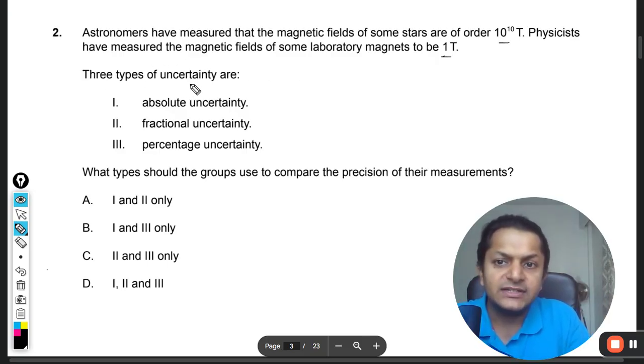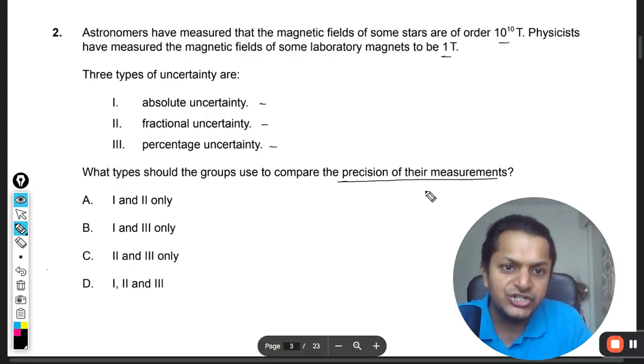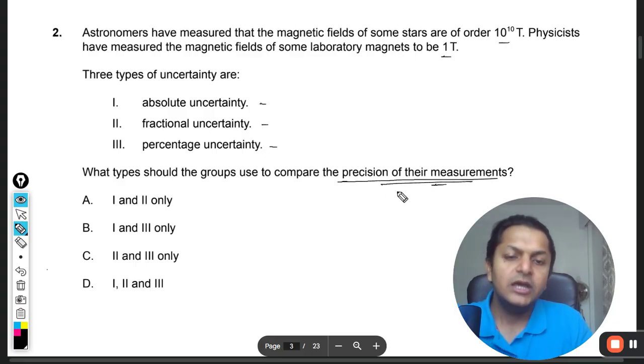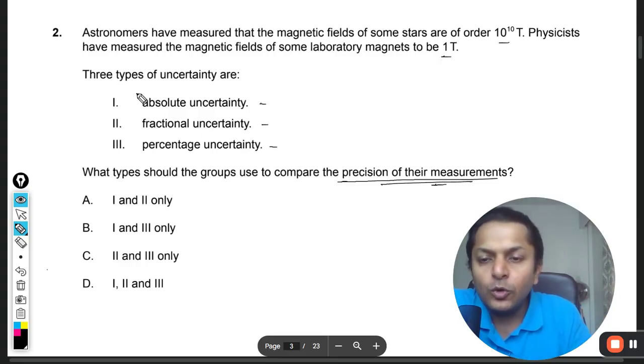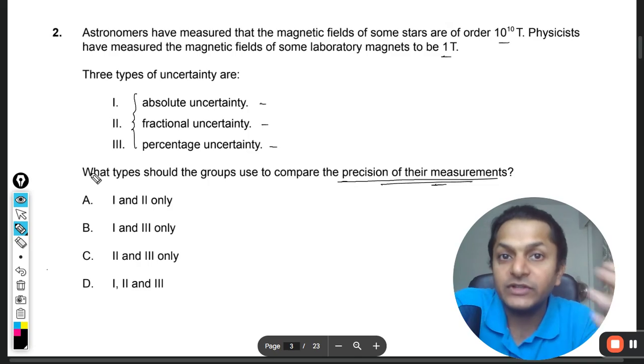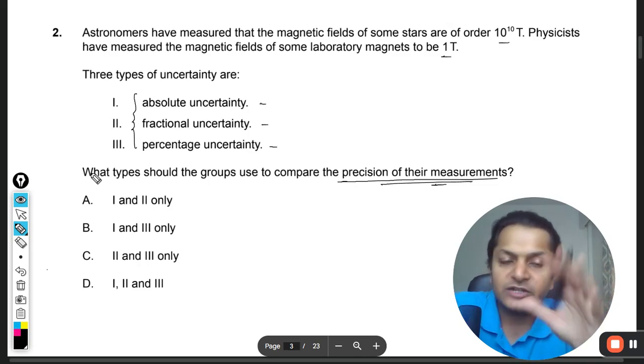Three types of uncertainties are given: absolute uncertainty, fractional, and percentage. What type should the group use to compare the precision of their measurement? Now, a couple of things that you have to understand here. First of all, you must know what is the difference between these three types of uncertainties. So let me explain that.